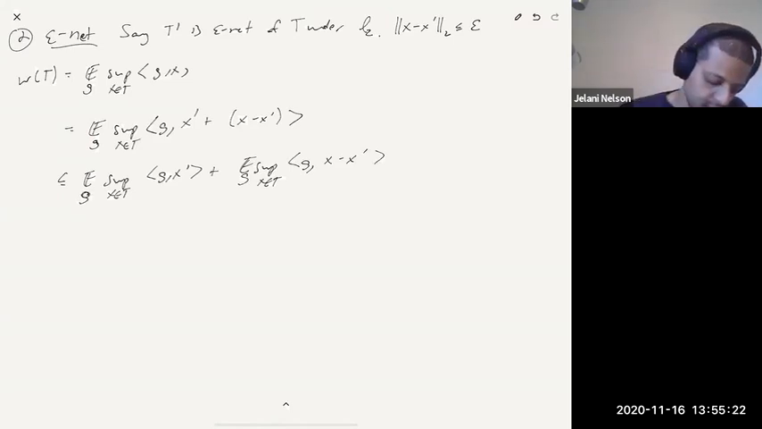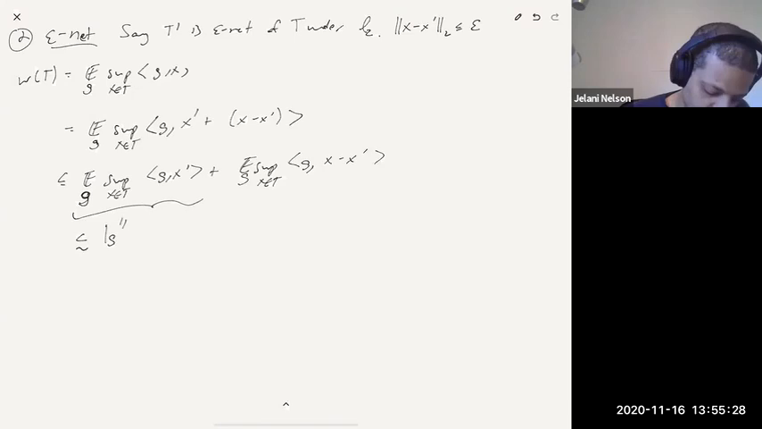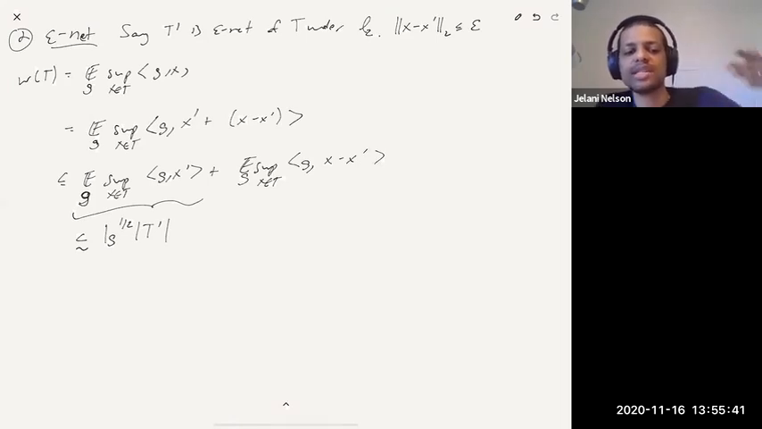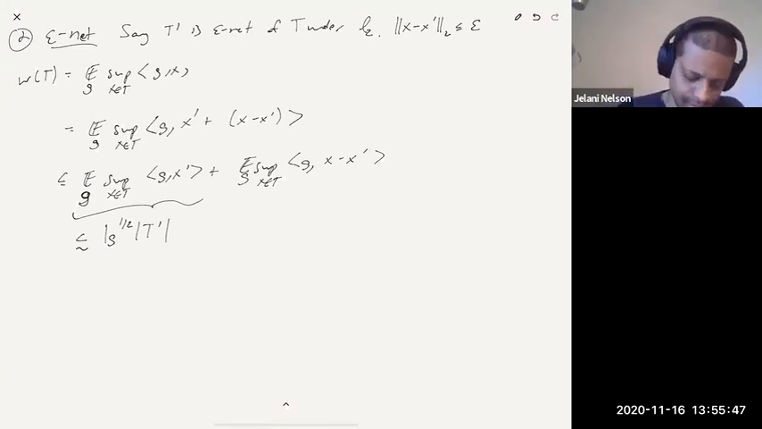Okay. Now, what is this? This, by the last slide, is at most the square root log of the size of T prime. And the point is, even if T is big, if it has a very small net because the points are very closely clustered together, then I only have to pay root log the size of the net, not root log the number of points. And then here, what do I do?